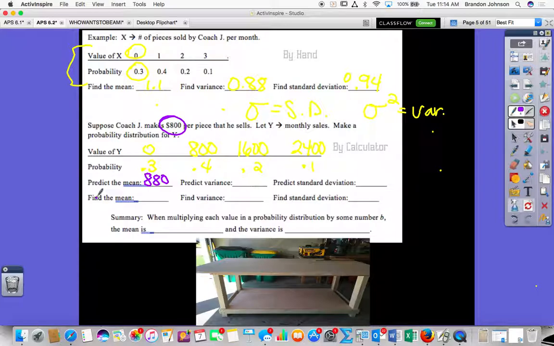We're going to check it in the calculator in a second. But just predict it. Let's see what happens. What about 0.88? 0.88 times 800, right? Because if we multiply, don't we also multiply by the standard deviation? So 800 times 0.88 would get me what? Someone throw that down.